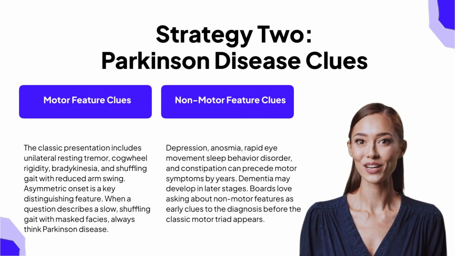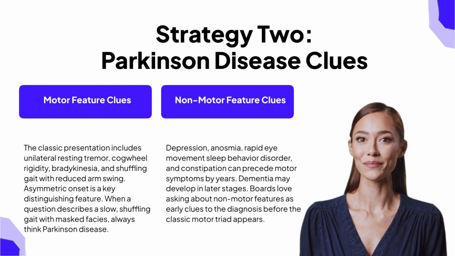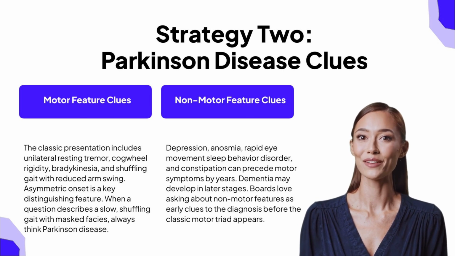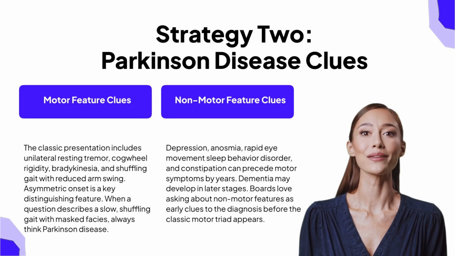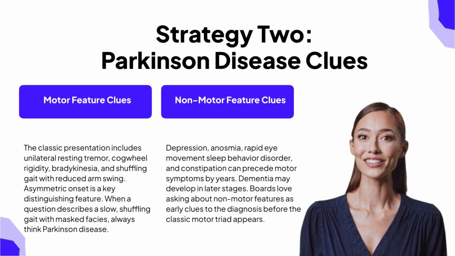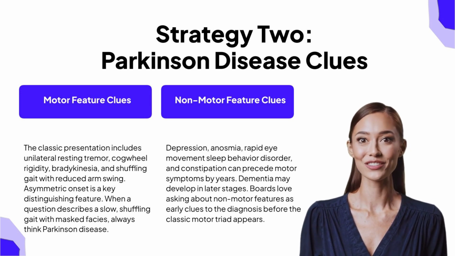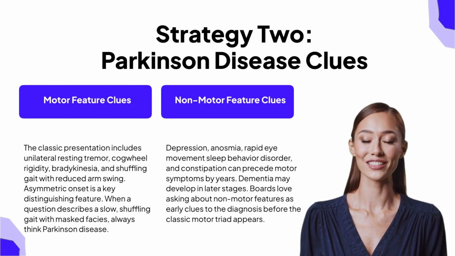Now let us talk about recognizing Parkinson's disease features, which is our second major strategy. On the motor side, the classic presentation includes unilateral resting tremor, cogwheel rigidity, bradykinesia, and a shuffling gait with reduced arm swing. Asymmetric onset is a key distinguishing feature. When a question describes a slow, shuffling gait with masked faces, always think Parkinson's disease.